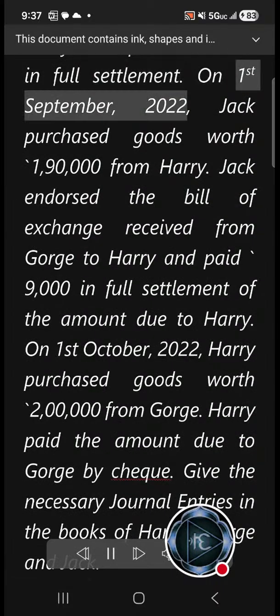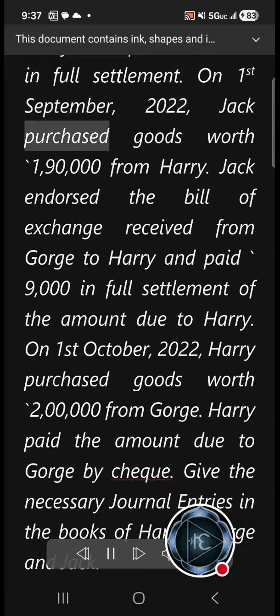On September 1st, 2022, Jack purchased goods worth $190,000 from Harry. Jack endorsed the bill of exchange received from Gorge to Harry and paid $9,000 in full settlement of the amount due to Harry. On October 1st, 2022, Harry purchased goods worth $200,000 from Gorge. Harry paid the amount due to Gorge by check. Give the necessary journal entries in the books of Harry, Gorge, and Jack.